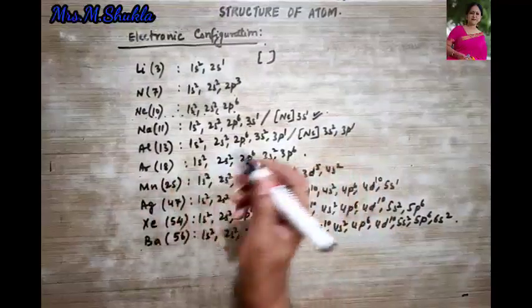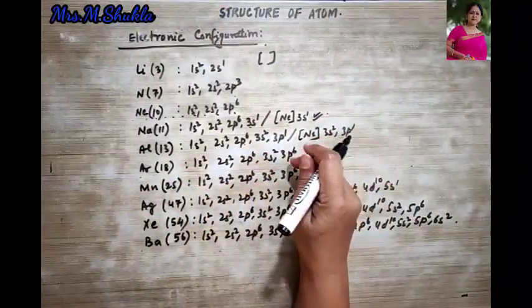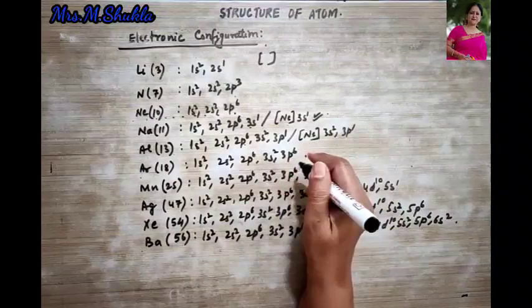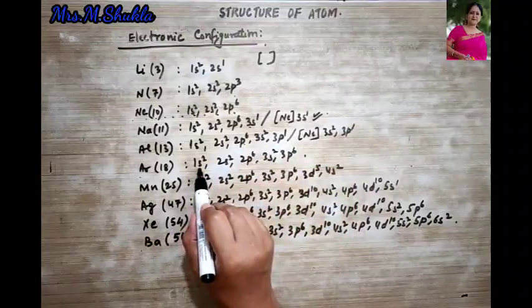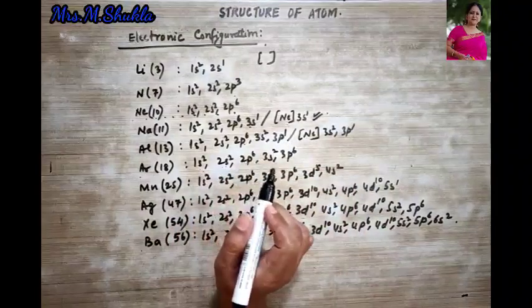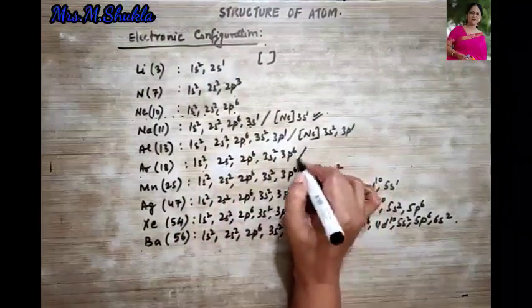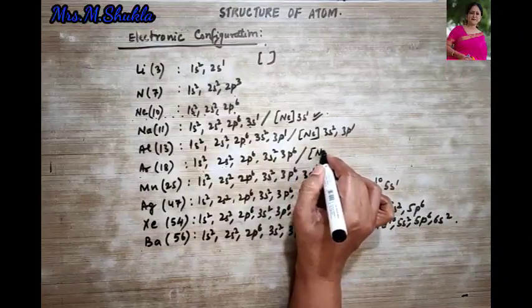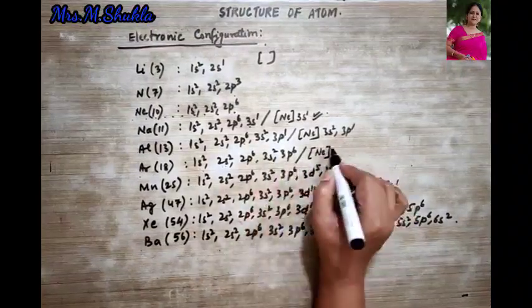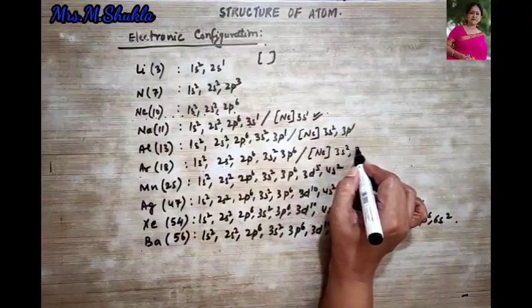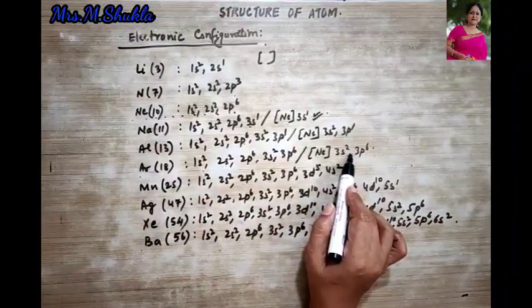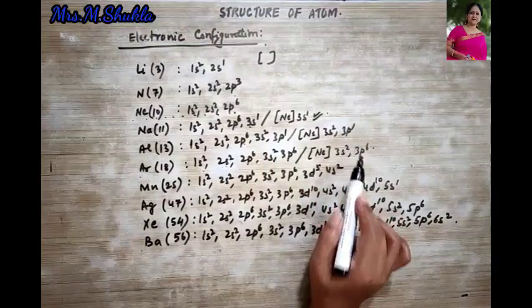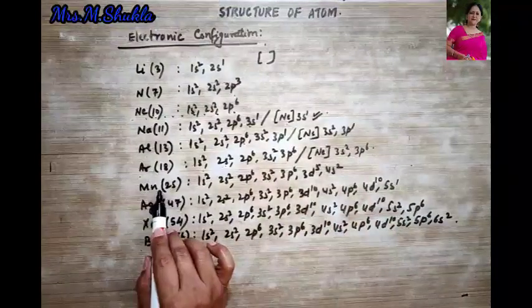Now talking about argon. Argon itself is your noble gas, but this also can be written in the condensed form. How? Now this is your 1s2, 2s2, 2p6. What is this? This is neon. So this can be written as neon over here, and then 3s2, 3p6. This becomes your configuration for argon.